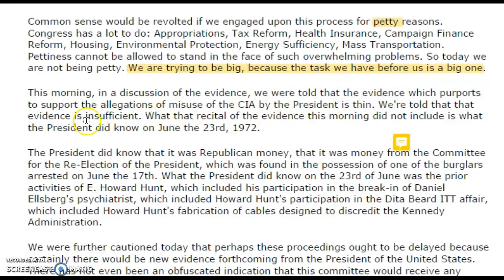She also is looking at some of the things that were said earlier in the hearing, that the evidence against the allegations, or basically the evidence supporting the allegations that Nixon has done something wrong, worth impeachment, is thin.